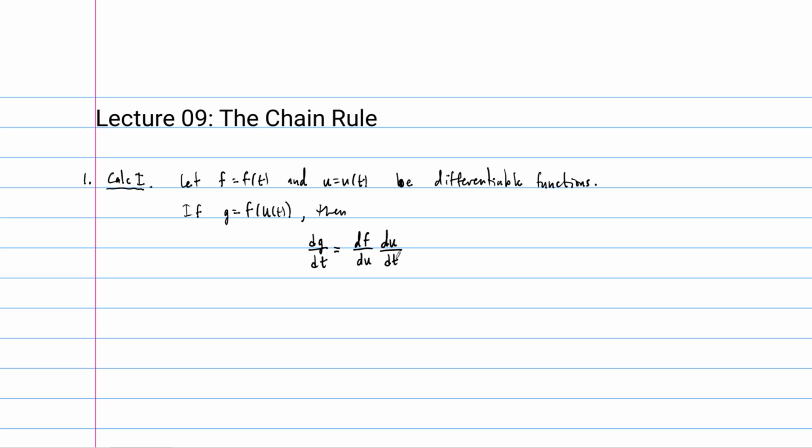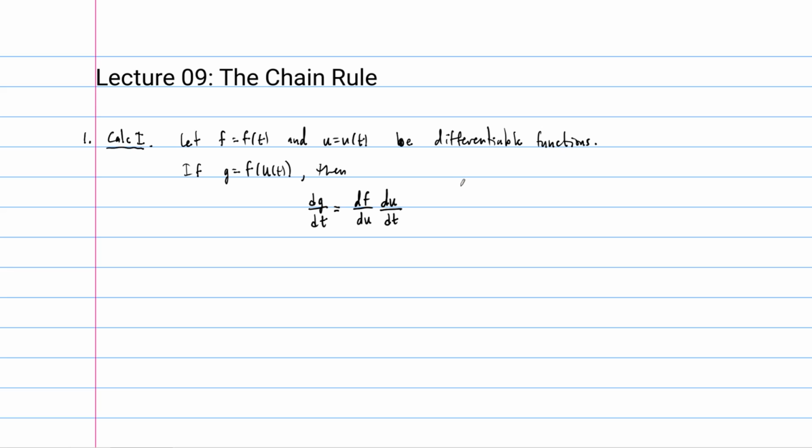Okay, and I'm sure that you remember learning this in Calculus 1. In Calculus 1, you might have said something like the chain rule says it's the derivative of the outside function, f, times the derivative of the inside function, u. All right, and so this is the chain rule from Calculus 1. What we would like to do in this lecture is extend this to Calculus 3.